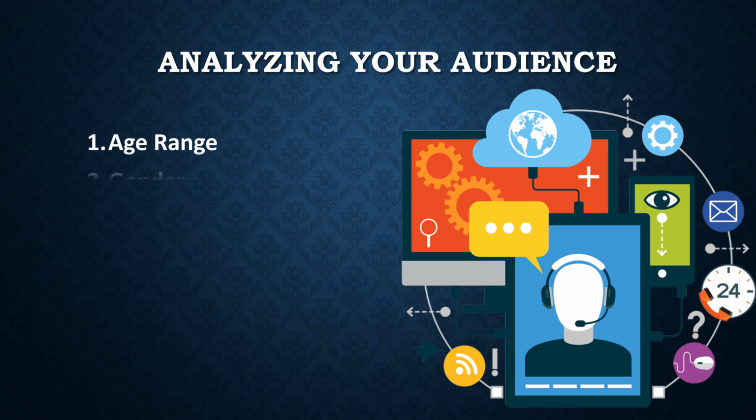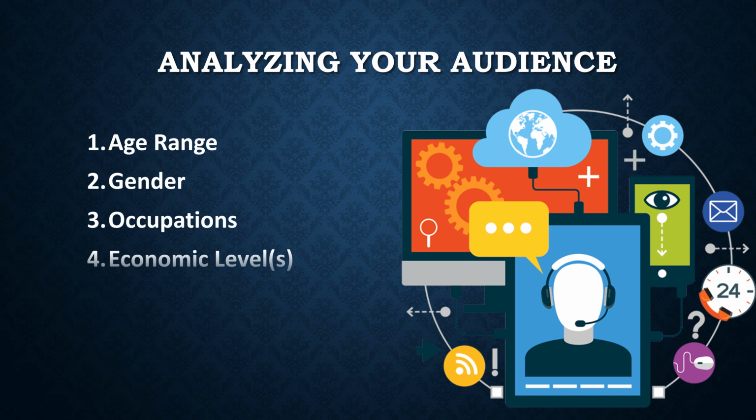The age range. What is the age range of your audience? What topics do you think would interest them? The gender. What is the gender of your audience? If they are both men and women, choose a topic that is interesting to both. The occupations. What is the occupation of your audience? The economic level. What is the financial position of your audience?